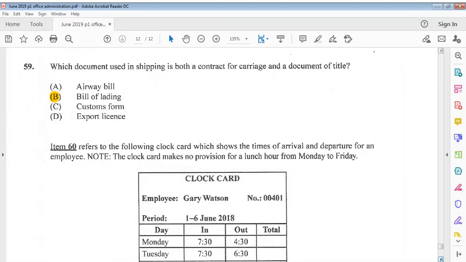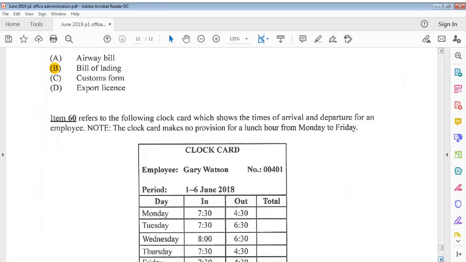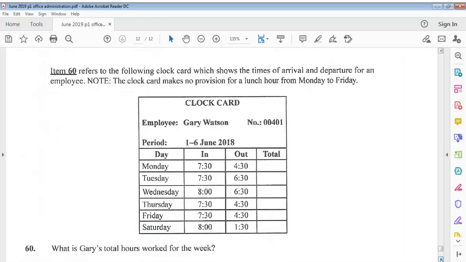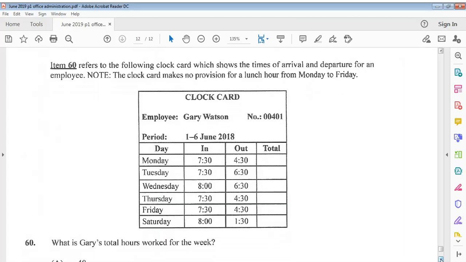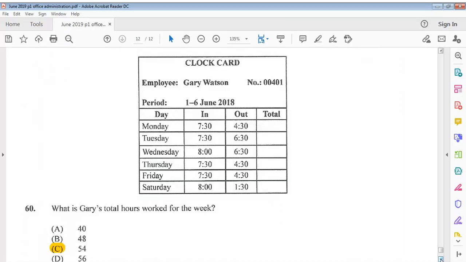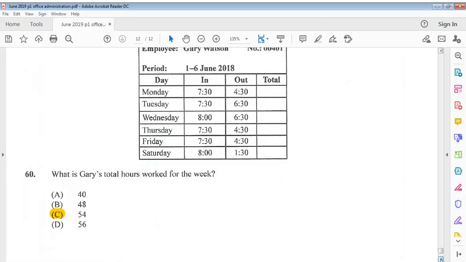Item number 56 refers to the following clock card, which shows the times of arrival and departure for an employee. Note, the clock card makes no provision for a lunch hour from Monday to Friday. All right. So from Monday, the person went to work at 7:30. They left at 4:30. Tuesday 7:30. They left at 6:30. Went in Wednesday at 8 o'clock. Left at 6:30. Went in at 7:30 Thursday and left at 4:30. Went in at 7:30 on Friday and left at 4:30. And then on Saturday, he went in at 8 and left at 1:30.